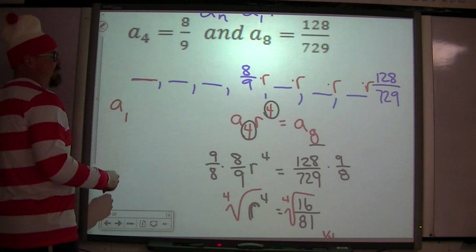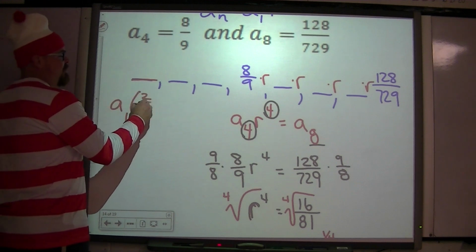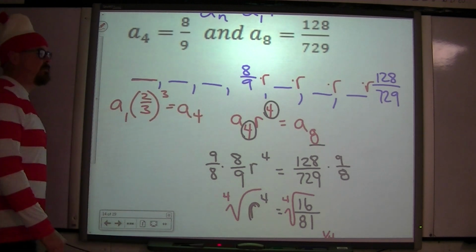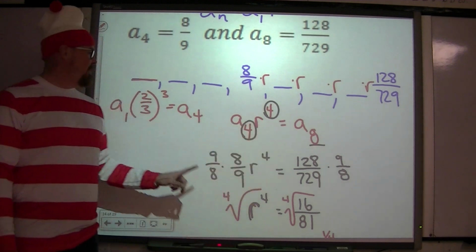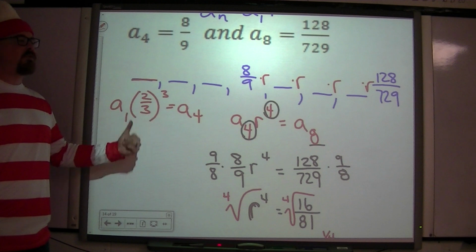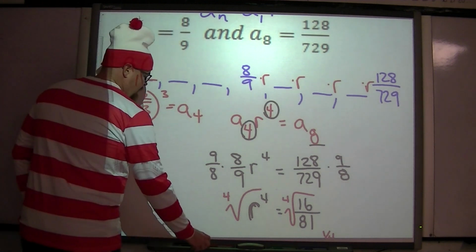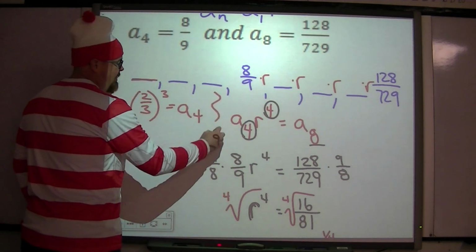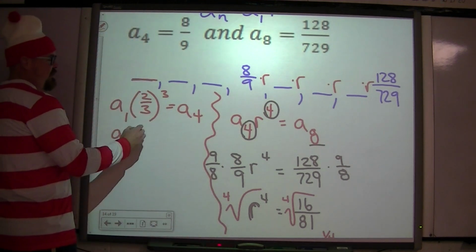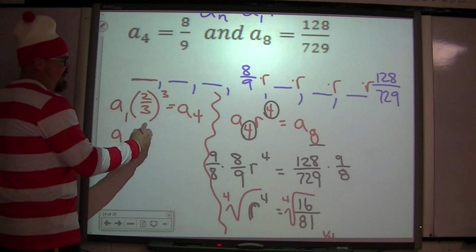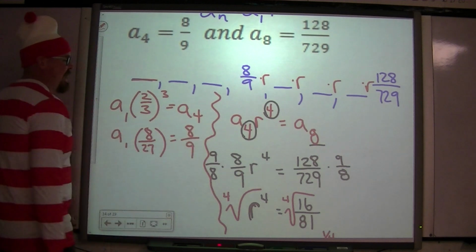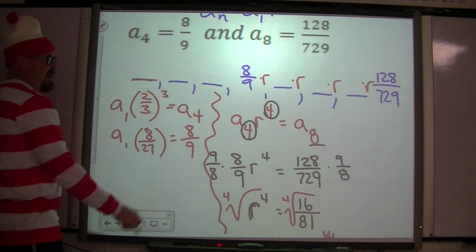I know that if I have the first term and I take the common ratio to the 3rd power, I should get the 4th term, right? Same scenario I set up here. As long as these two values add up to this value, this is a true statement for geometric sequences, okay? So if I stay with this, I want to know what the first term is. If I cube 2/3, I get 8 over 27, and that's equal to 8/9. The 4th term is 8/9.